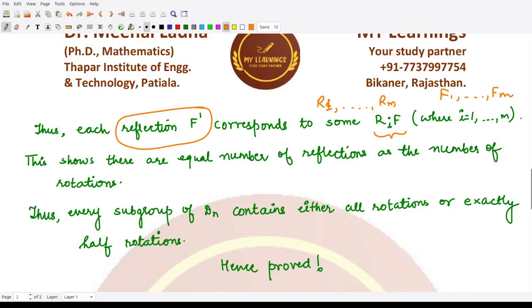And hence, we prove that every subgroup of Dn, because H was an arbitrary subgroup, contains either all rotations or exactly half rotations, right? And this is what we wanted to prove here.